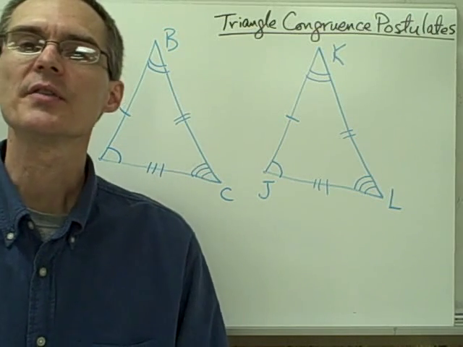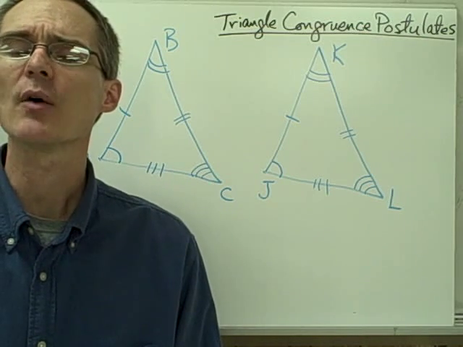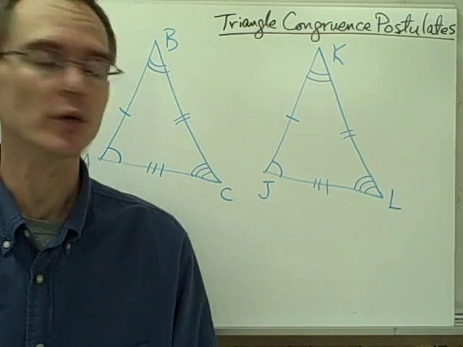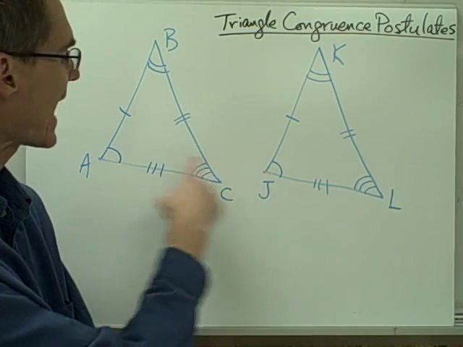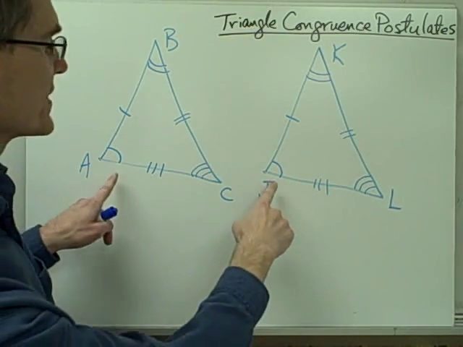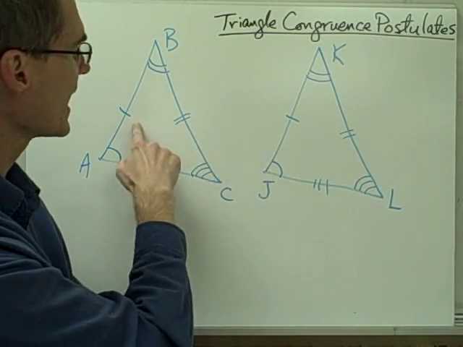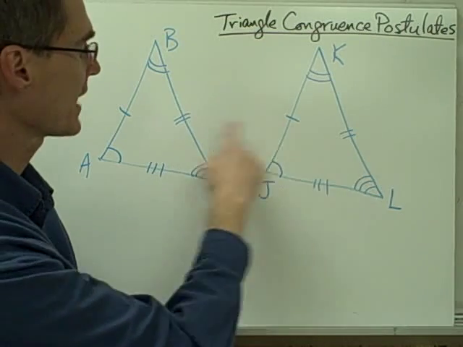Okay, this video is on the triangle congruence postulates. Now we've already talked about how in order for two triangles to be congruent, the corresponding angles of the two triangles must be congruent. That is, the angles that are in the same relative position have to be congruent, and also the corresponding sides of the two triangles have to be congruent.